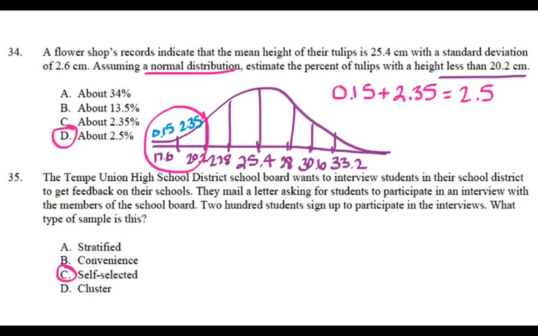Stratified is when you are separated into groups first. So groups, then randomly selected from each group.